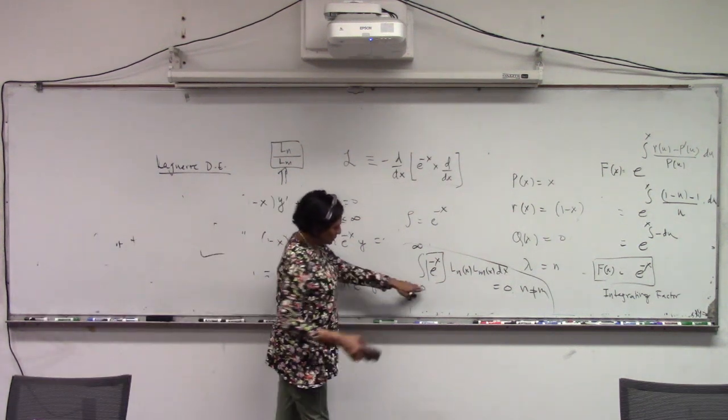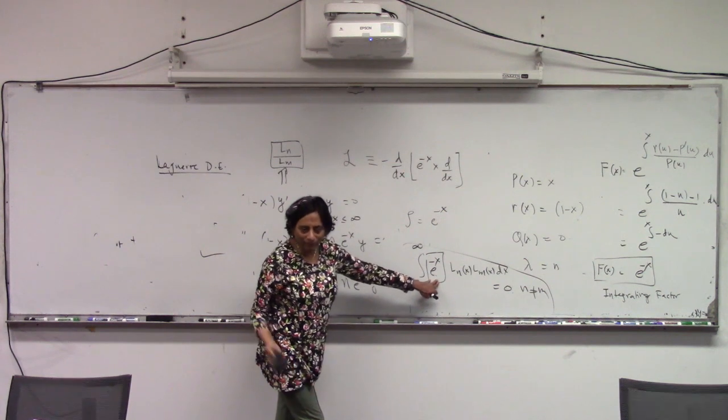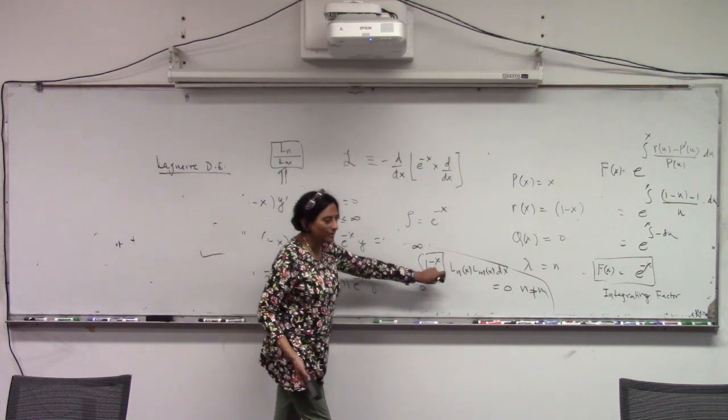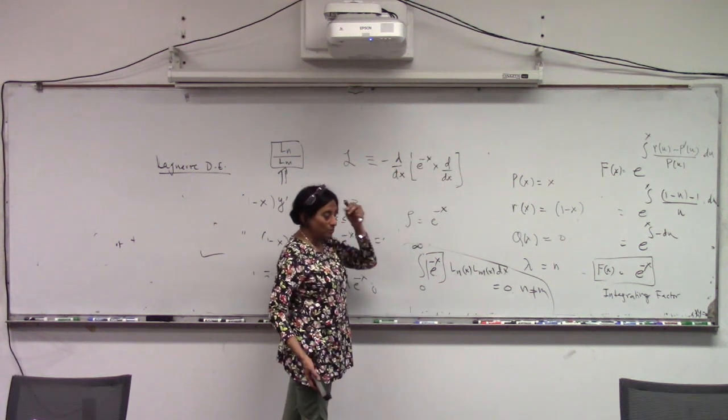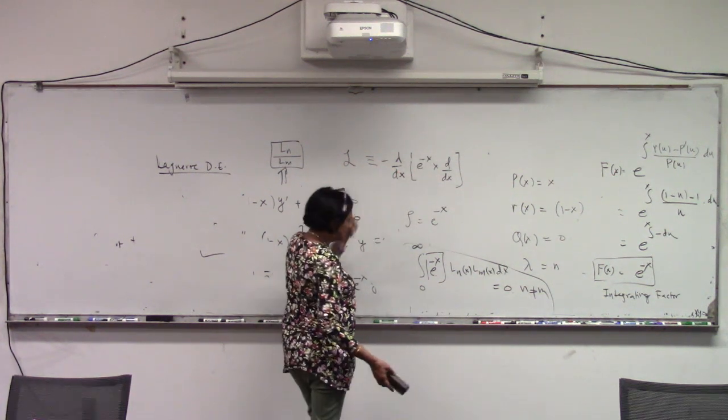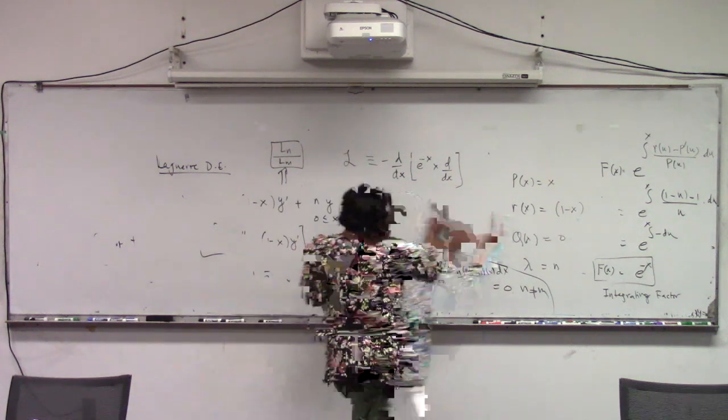So I did this because you will see these orthogonal properties and you may be wondering where these things are coming from. All they're trying to do is convert the original differential equation into the Sturm-Liouville form. Okay, that's all they're trying to do.